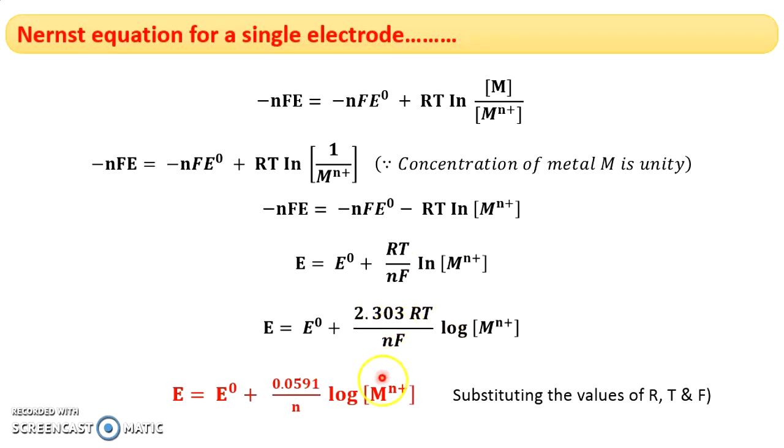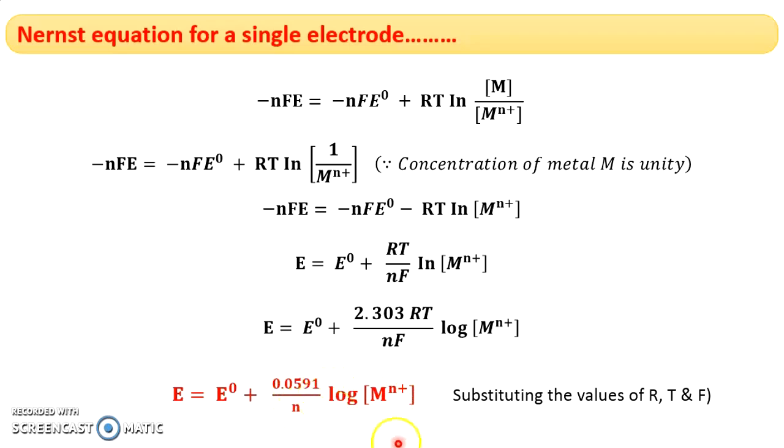Finally we get this equation: E is equal to E naught plus 0.0591 by n log M^n+. We get this by substituting the values of the universal gas constant, the temperature in Kelvin, and the Faraday, 1 Faraday. Substituting the values of these constants, we get the final Nernst equation, that is E is equal to E naught plus 0.0591 by n log M^n+.